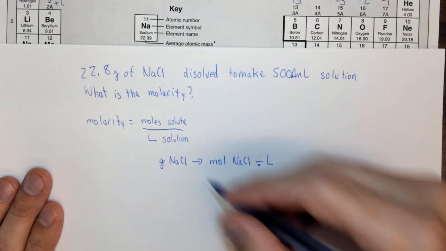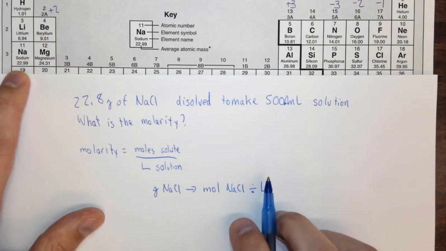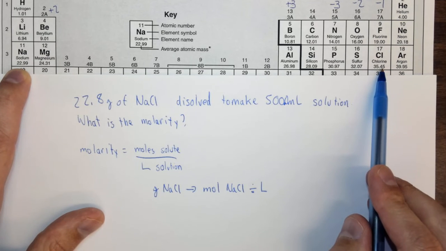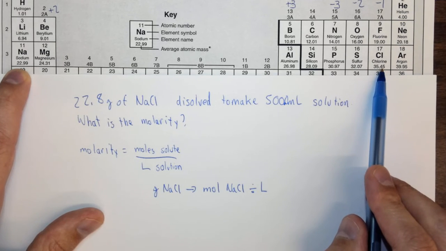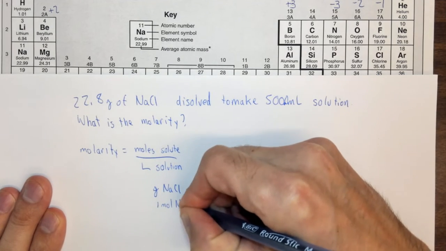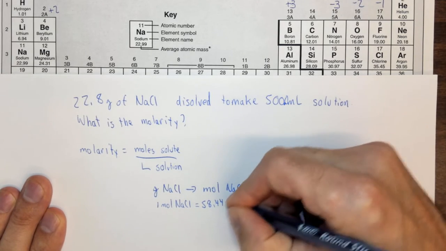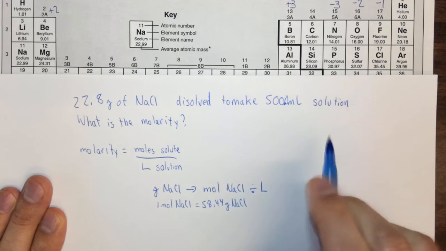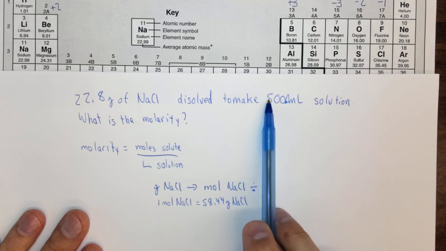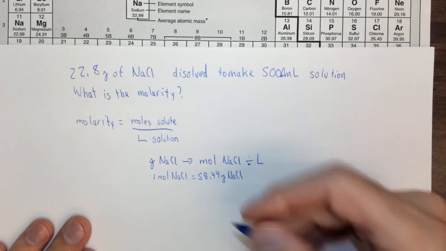So what I need here is an equality between grams of NaCl and moles of NaCl. If we look at our periodic table, the molar mass of NaCl is 22.99 plus 35.45, which is 58.44 grams per mole. So what we know is that 1 mole of NaCl equals 58.44 grams of NaCl, which we find from the periodic table. The other thing we need to know is that our volume in liters is 0.5000 liters.